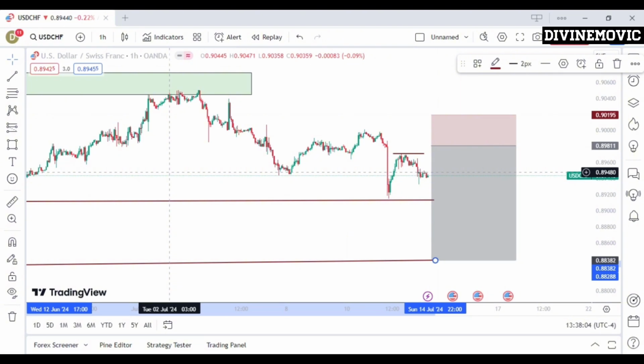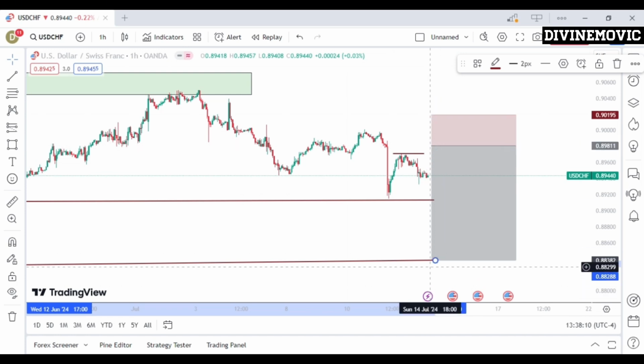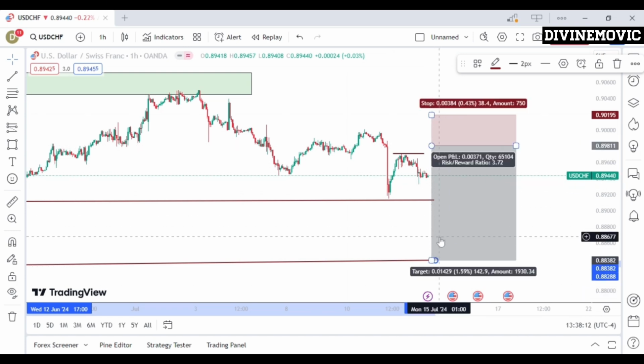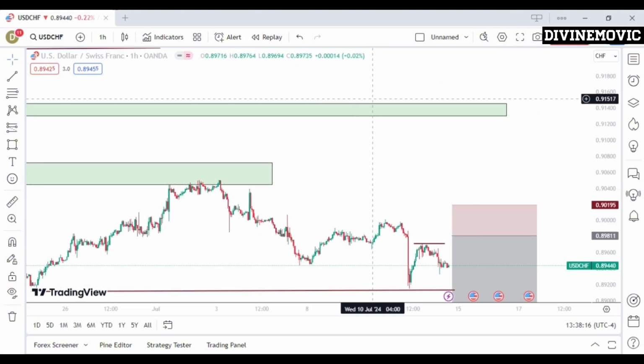Now, this is what I'm basically going to take if price opens on Monday and gives me what I'm looking for. And what am I looking for? I'm looking for price to go up a bit, then I'm looking for a sell. But if price fails to go up a bit and starts going down a bit, then I'll be looking for buys to target this supply zone at this point here.